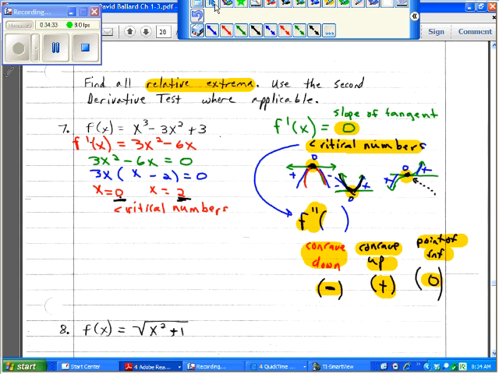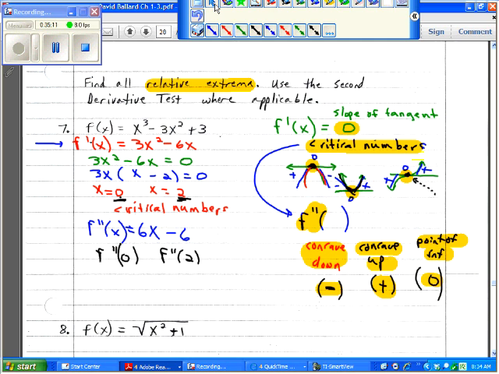So we need to take the second derivative. The second derivative of that would be 6x minus 6. So there's our second derivative function. What we want to do is see what's happening in the second derivative at our critical numbers that came out of our first derivative. So let's take a look at f double prime of 0 and f double prime of 2.